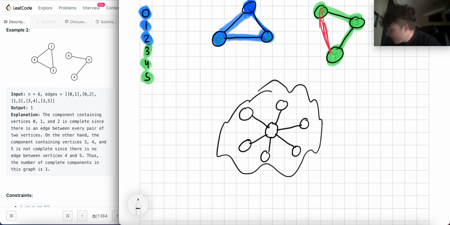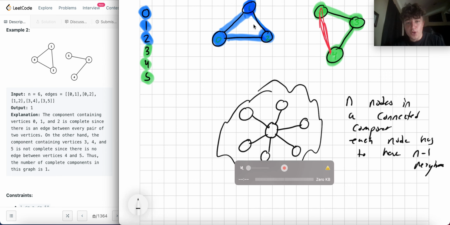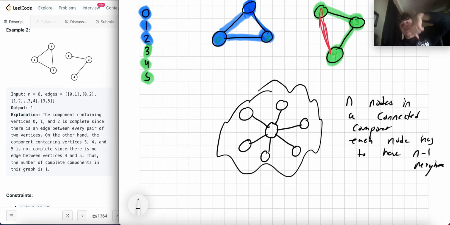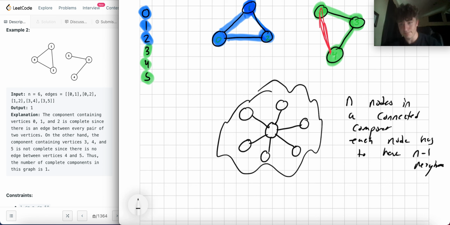So if there are n nodes in a connected component, each node has to have n minus 1 neighbors, right? There are 3 nodes in this connected component, so each node has to have 2 neighbors. Because if it didn't have 2 neighbors, then it doesn't have a direct connection to another node. It has a connection through some other set of nodes, but not directly.